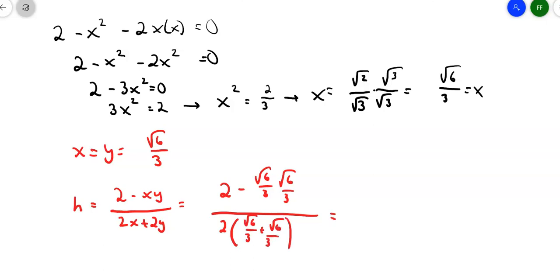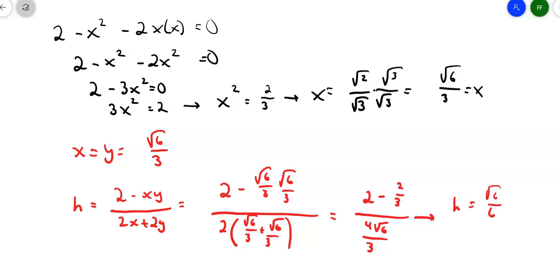Okay, so that gives me 2 minus 6/9, which is 2/3. On the bottom, I'll end up with a 2 square root of 6 over 3. Multiply it by 2, and I get a 4 square root of 6 over 3. If I keep this process going, and there's not really much more to the process, but you will end up with a height of square root of 6 over 6.